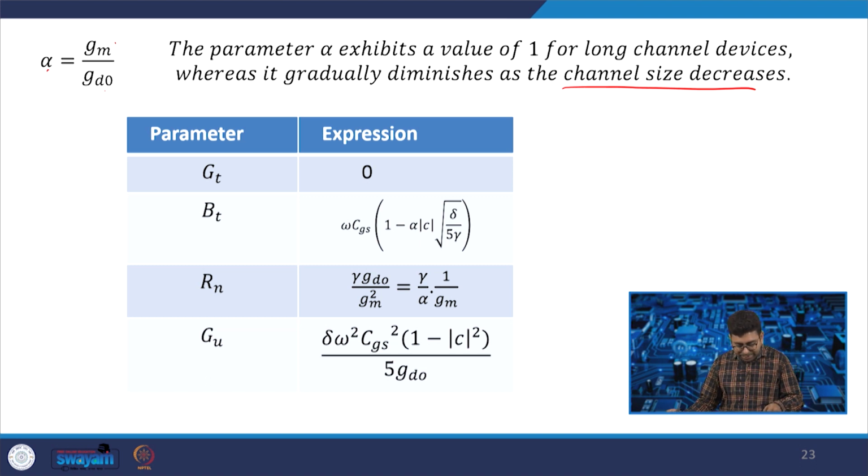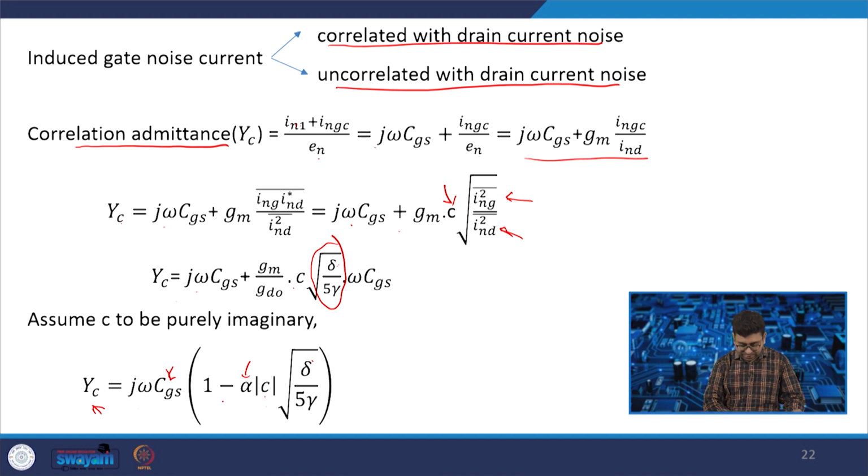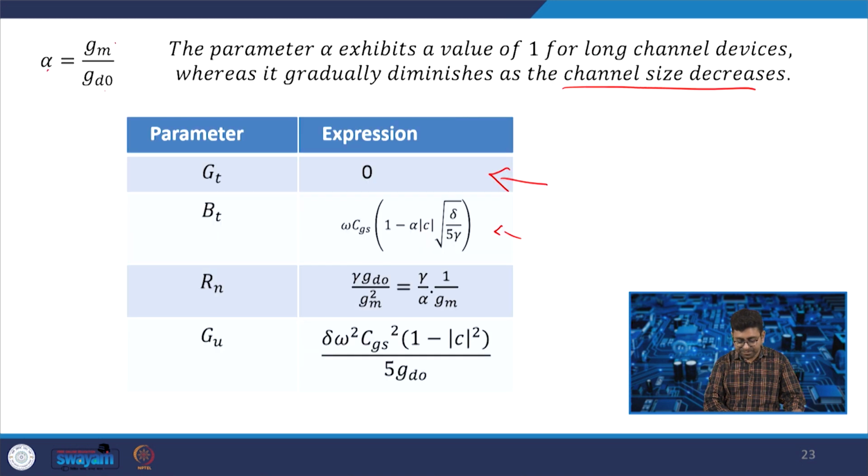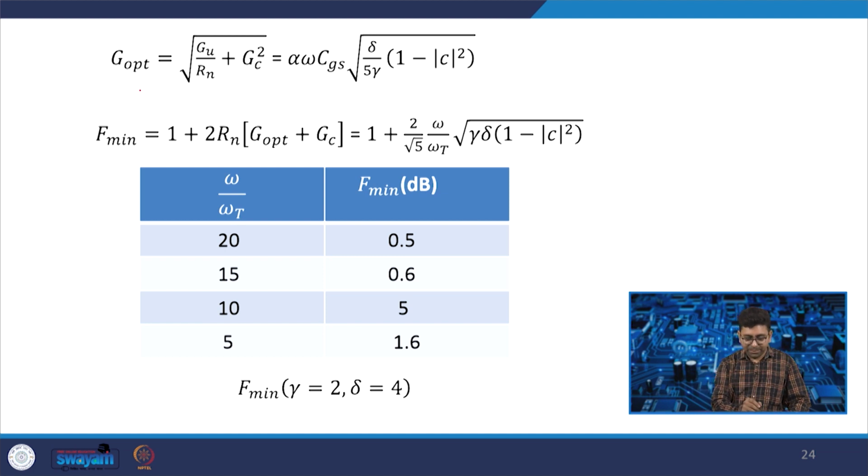Here we get all the parameters: Gt, which is 0, and Bt, which is omega Cgs into 1 minus alpha C square root of delta by 5 gamma. Rn we have already found, and Gu can be given by this equation. So, we got all Gt, Bt, Rn and Gu, and then we will try to get the G optimum based on Gu. So, G optimum is given by square root of Gu by Rn plus Gc square.